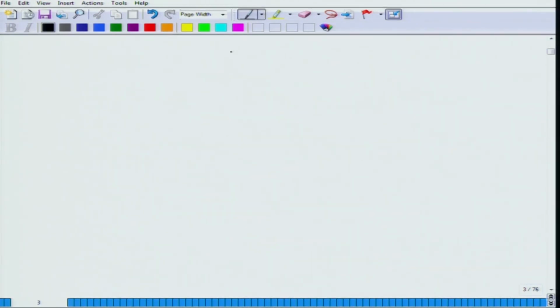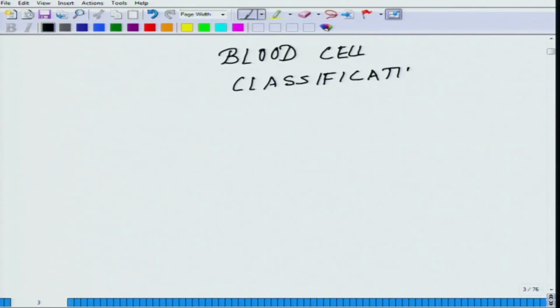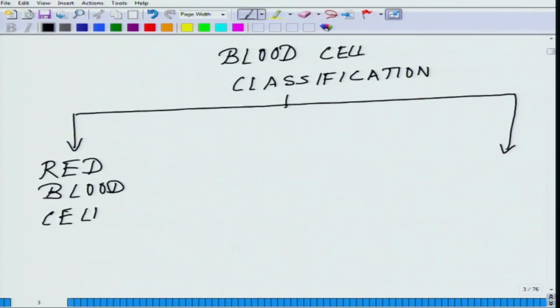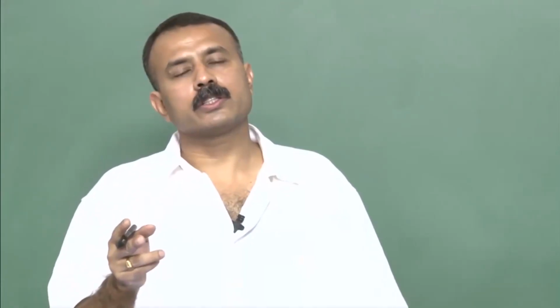Okay. So, the blood could be classified into three different components. The major classification falls under red blood cells, and these red blood cells get their red color because of the hemoglobin molecule, and I have discussed this hemoglobin molecule while we talked about respiration.